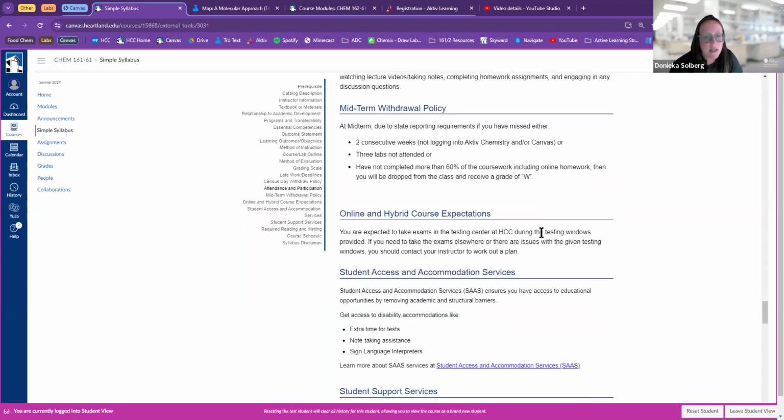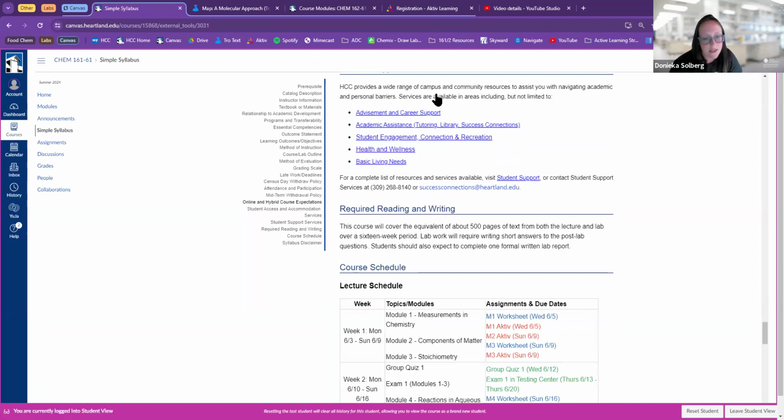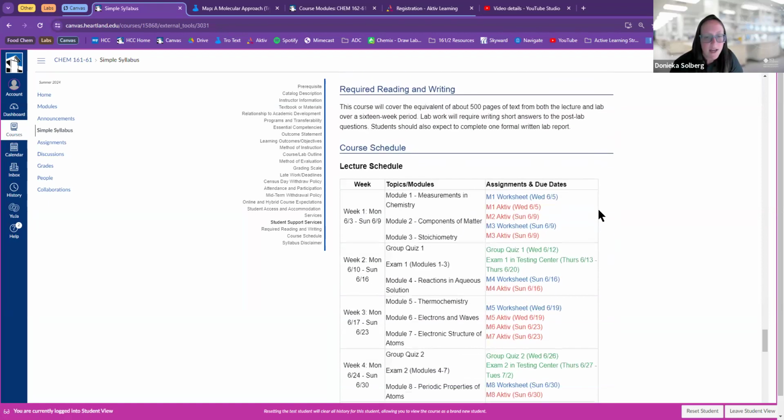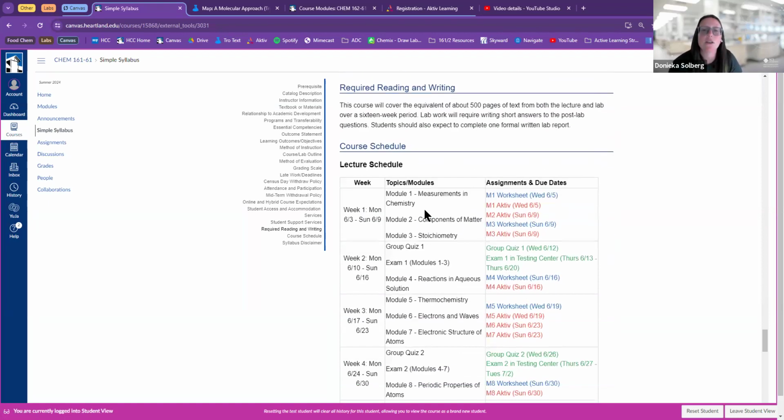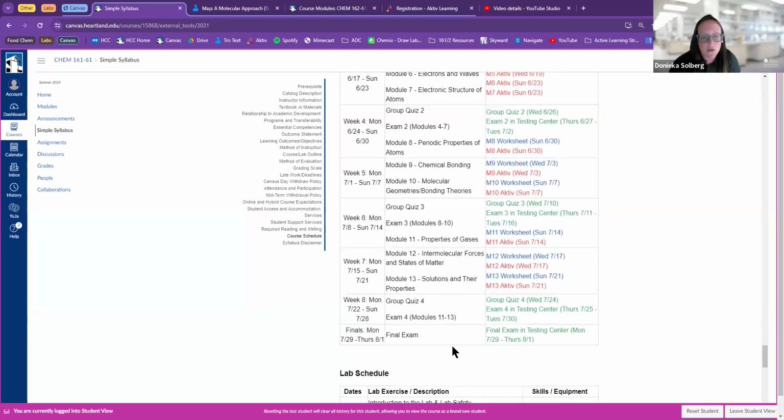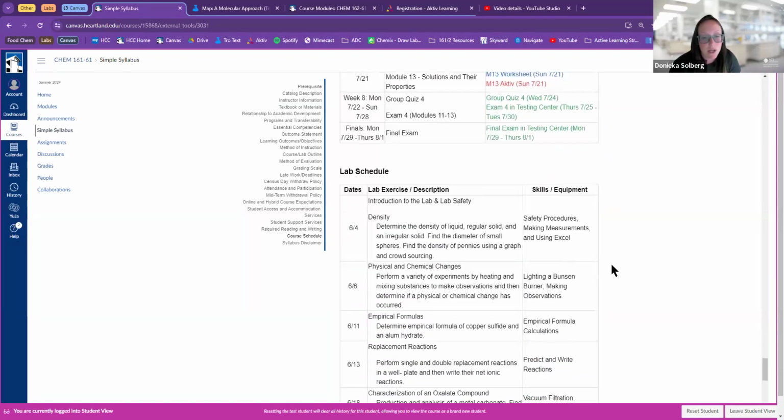Let's see, testing center, testing windows. I'll talk about the testing center when we get closer to the exams. And then this is all the Heartland stuff. And of course, the schedule. Again, use this. This is exactly what I'm going by. I don't anticipate changing anything. If I did, I would only move it back, not up. So stick to this schedule and you should be good.